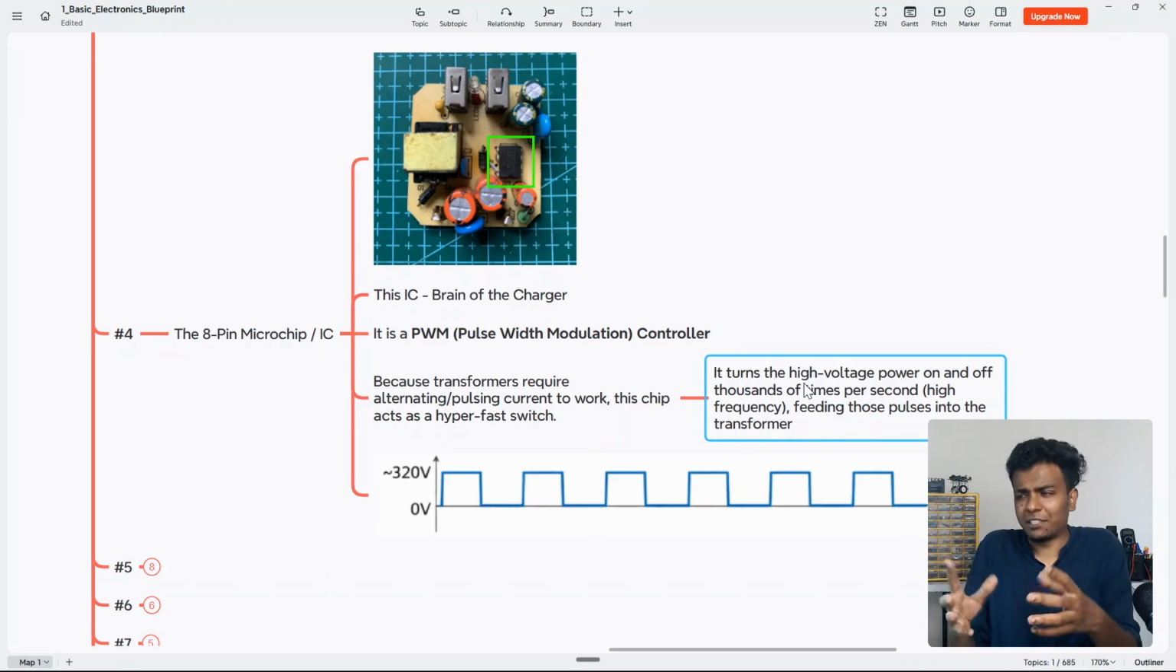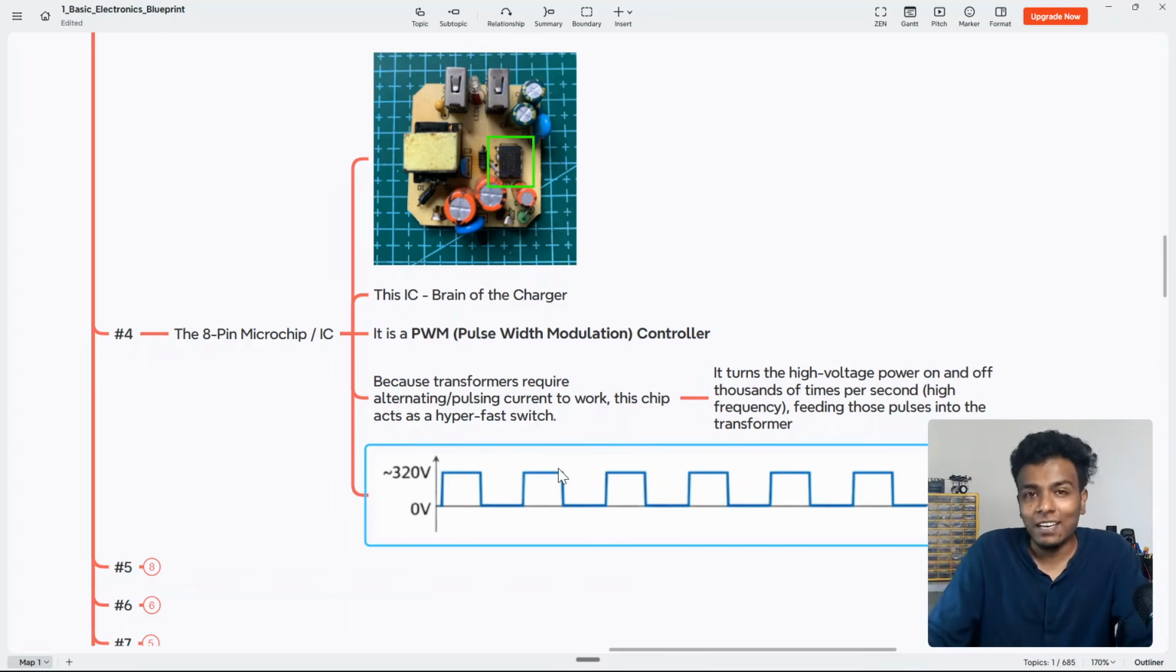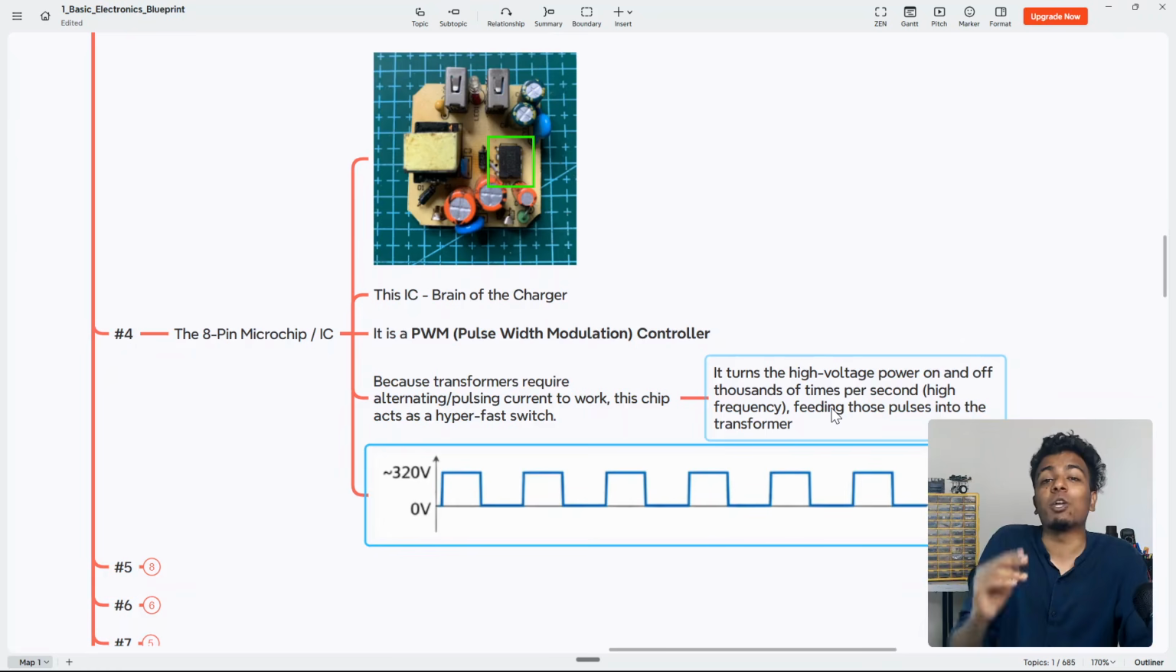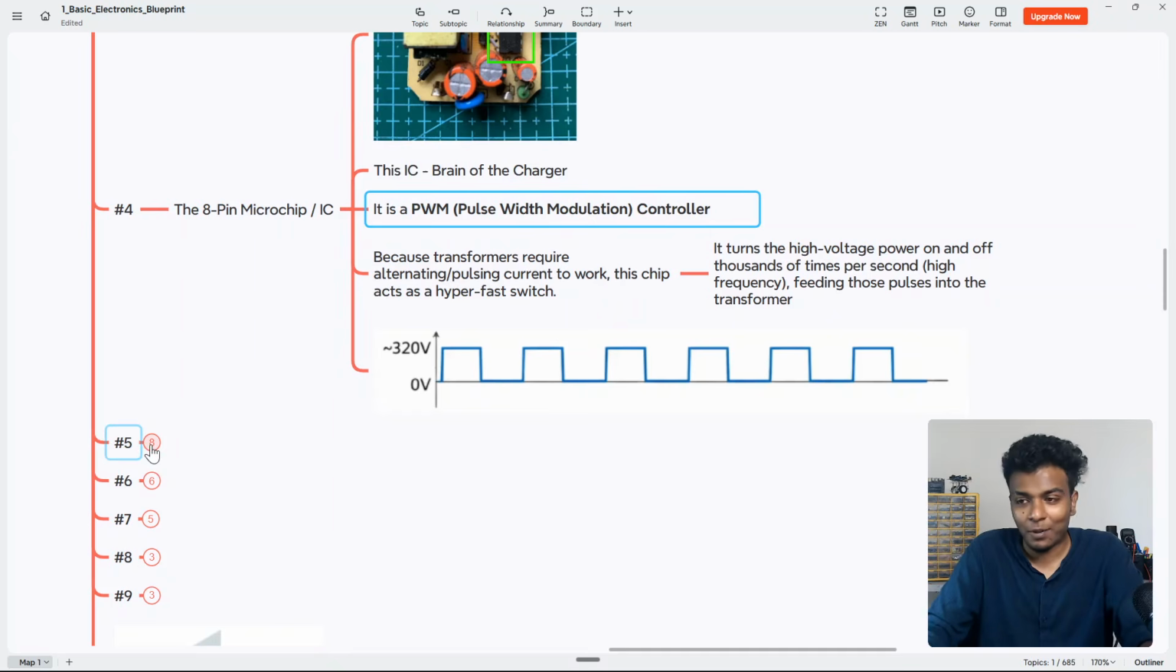Okay, it is 230 volts, right? So that 230 volts needs to be on and off thousands of times within a single second. Just think about how fast those pulses will be. But still, it is the same 220 or 230 volts, which needs to be converted into a pulse with the help of this pulse width modulation controller IC. That's part number 4.